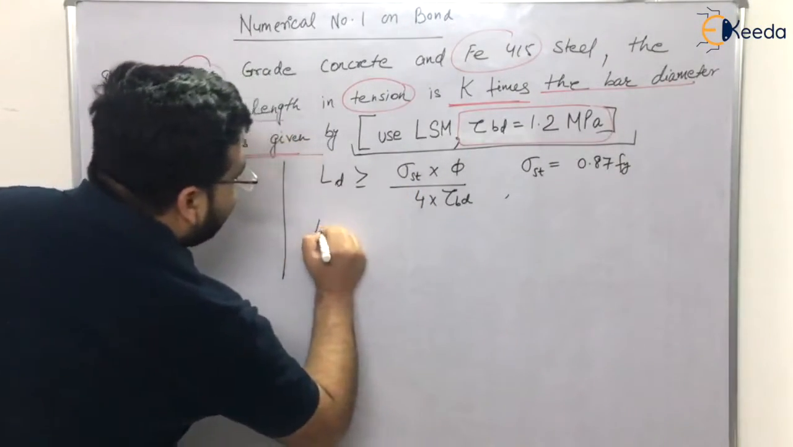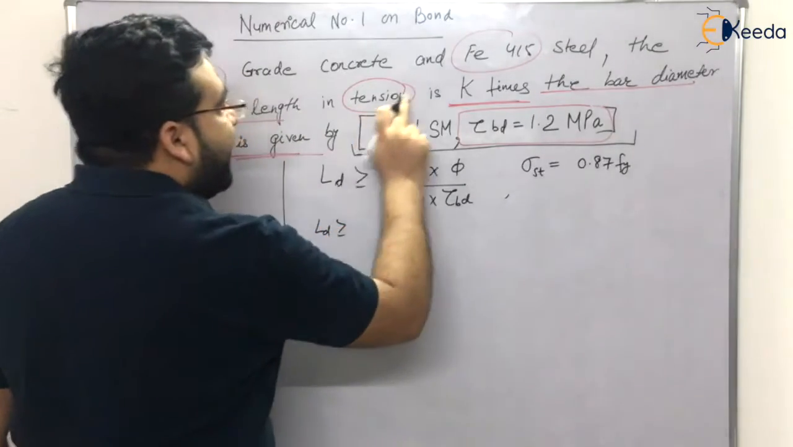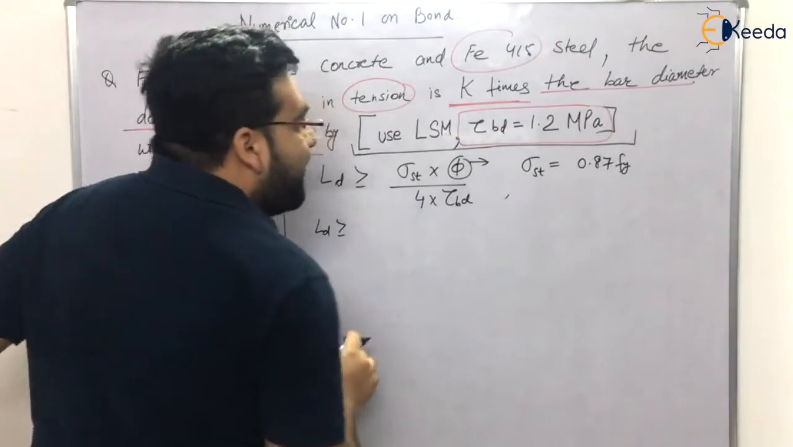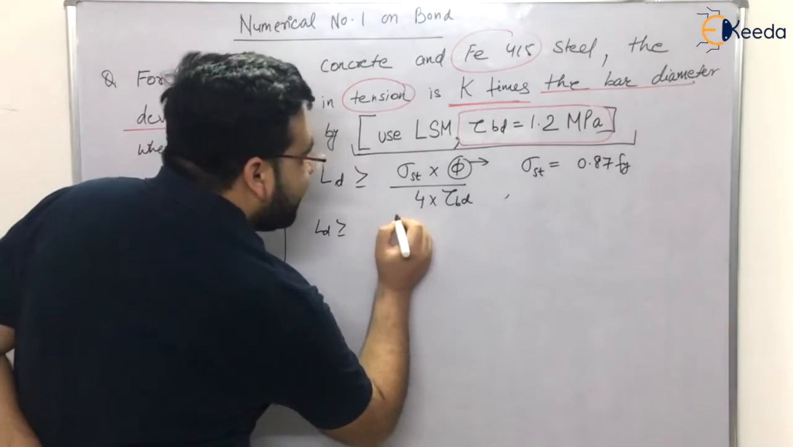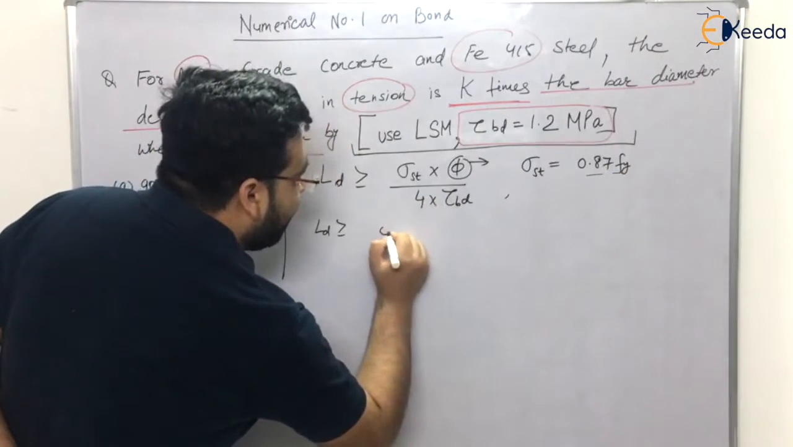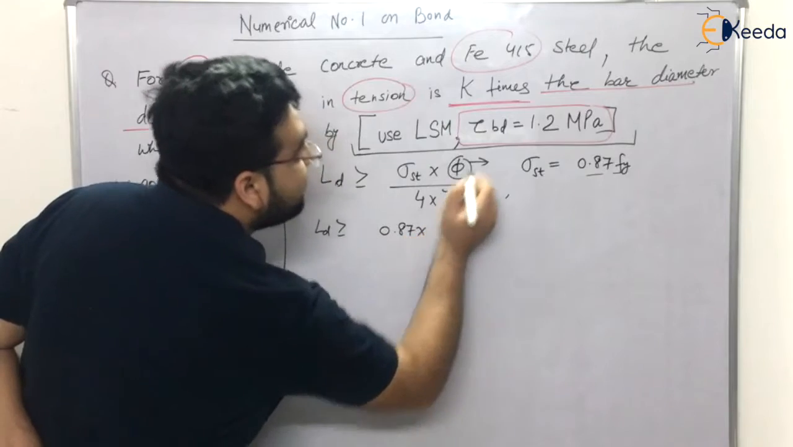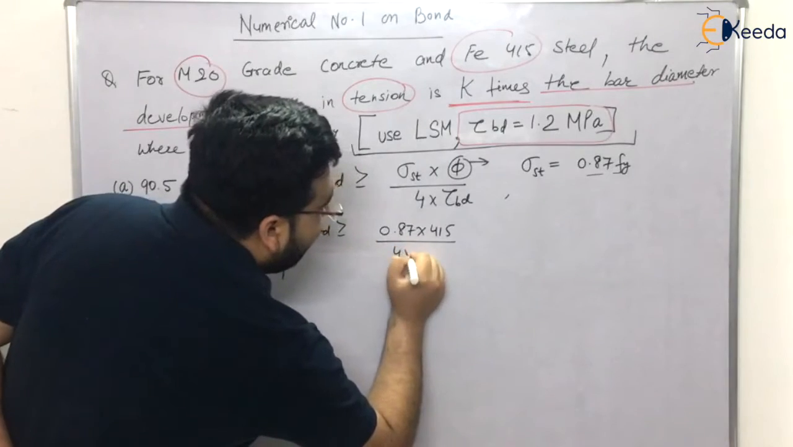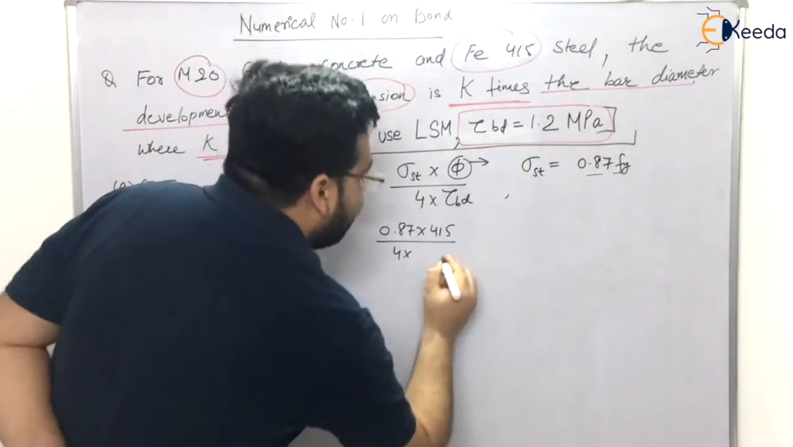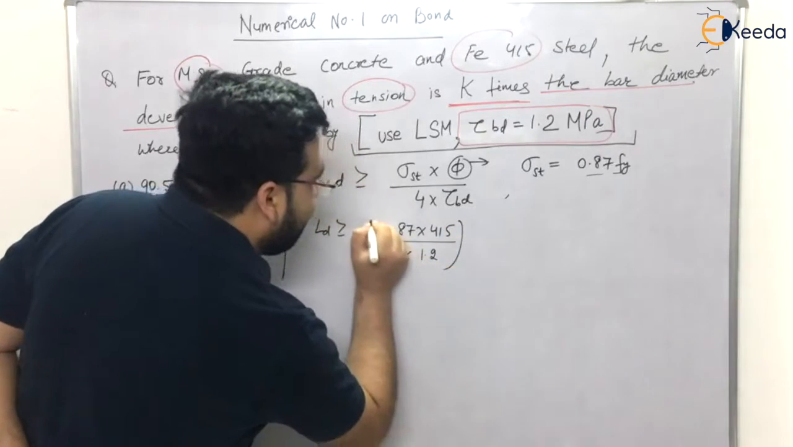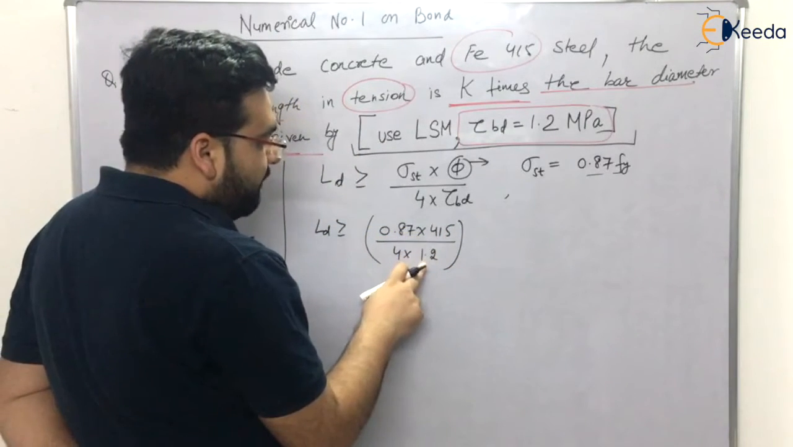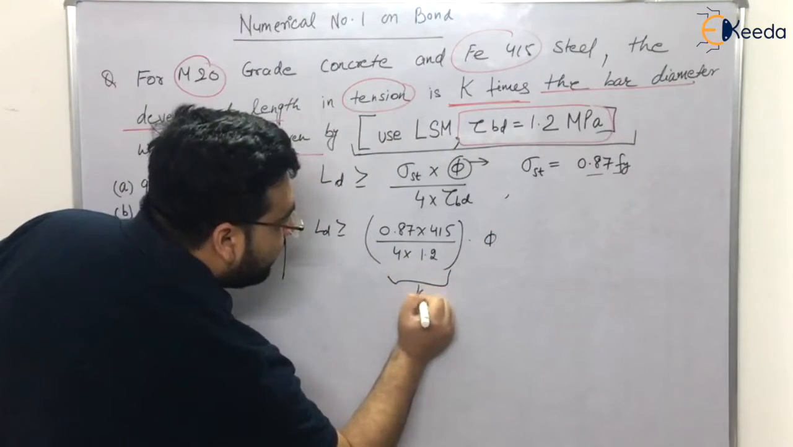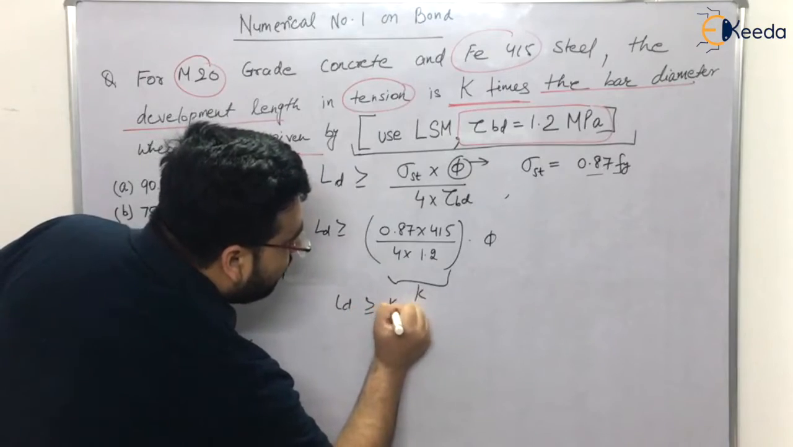Now, LD should be greater than or equal to K times the diameter. Let me take diameter in a separate bracket. So it will be equal to sigma st. How much is sigma st? 0.87 Fy. 0.87 Fy is 415. 415 divided by 4 times tau BD. How much is tau BD? 1.2 MPa. This is also Newton per mm square. No units into 5. So this is actually your K. So LD should be greater than or equal to K times of 5.